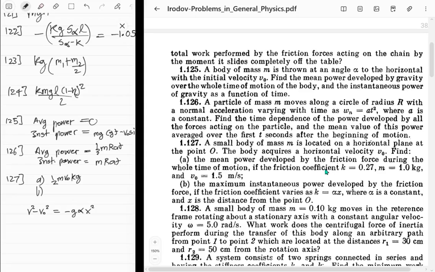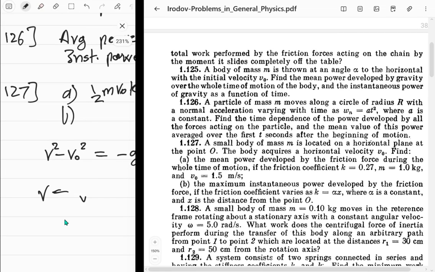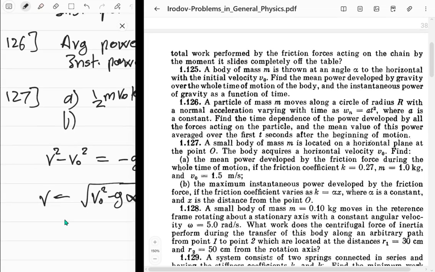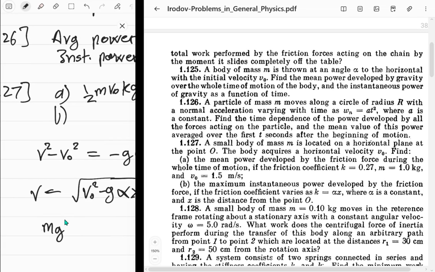You get the idea. And once we have this, you can figure out what velocity should be, and then from there this will be doable. So we will get this as a function of x. So v is equal to square root of v naught squared minus g alpha x squared. Once you have this, try the force, and the force is just mg, negative, but you get the idea, and then g times k, which is alpha x. Yes, that should do it.